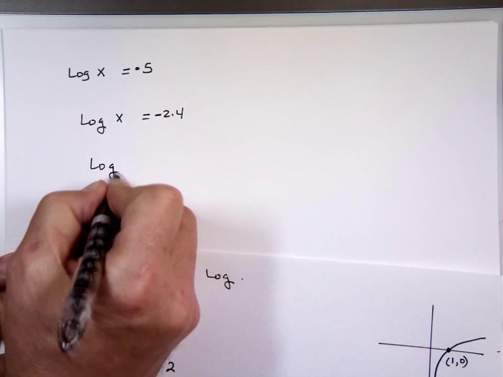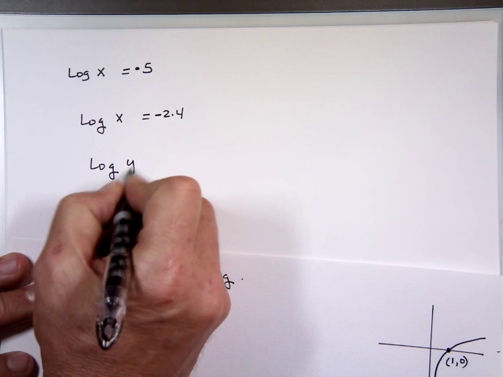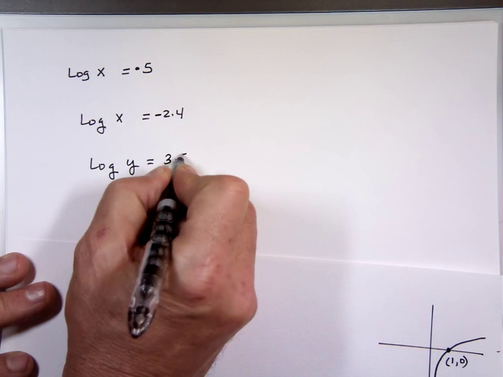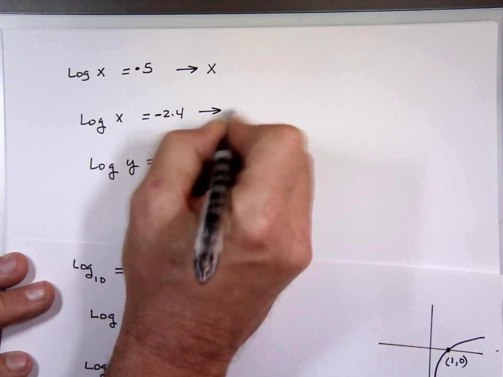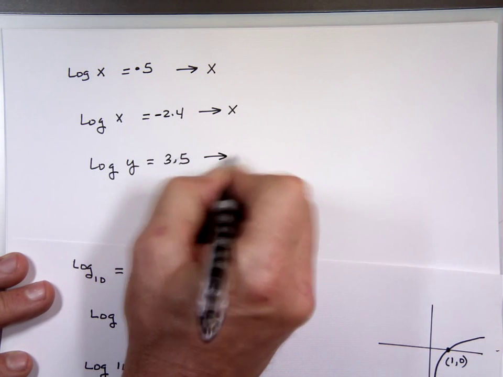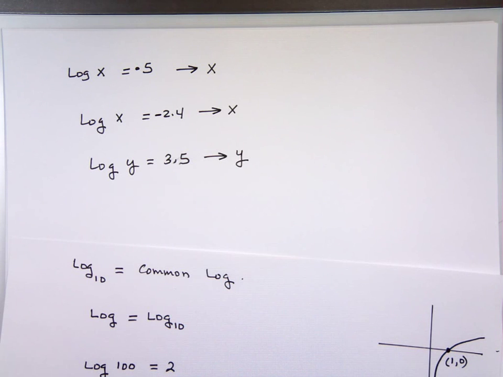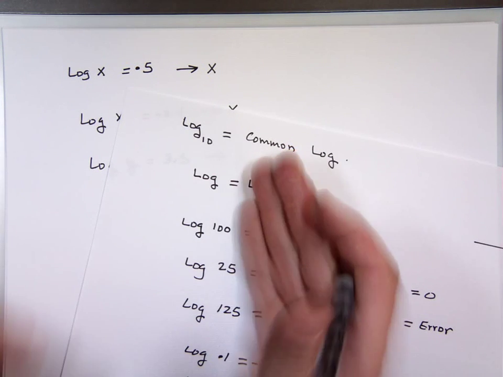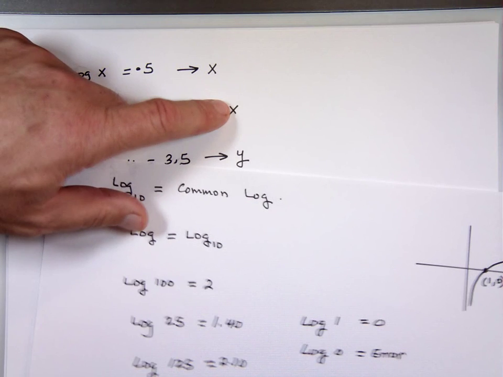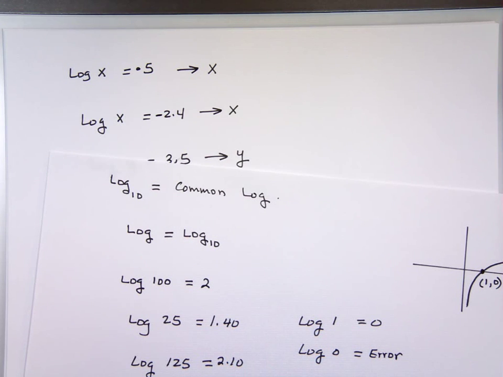Log of y equals 3.5. Can you tell me what x is? Can you tell me what x is here? Can you tell me what y is here? So how do we do that then? In the previous one, I gave you the number and I said, tell me the log. Straightforward. Here, I'm giving you the answer. Can you tell me what the number used to be? Well, that's backward. Isn't that backward?